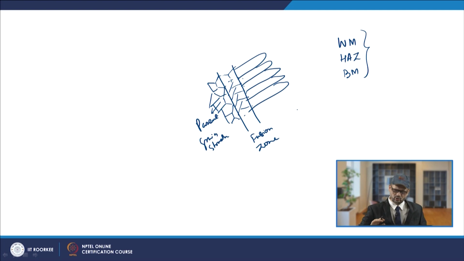Now, the heat affected zone is basically here from this side. There will be up to a certain distance this heat affected zone will be defined, and that is because of the heating and cooling effects. For that we will be discussing further. So, coming to the weld metal zone.